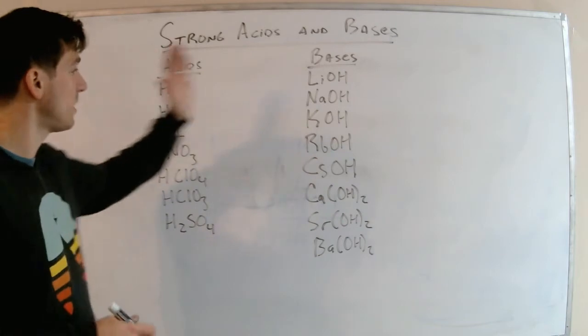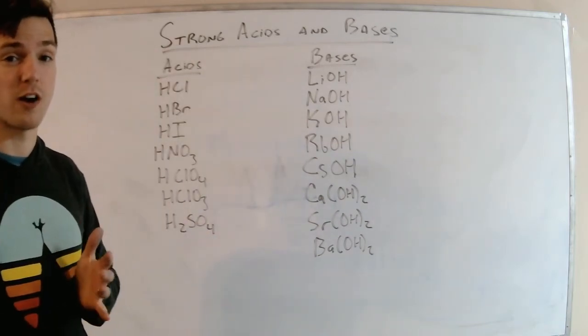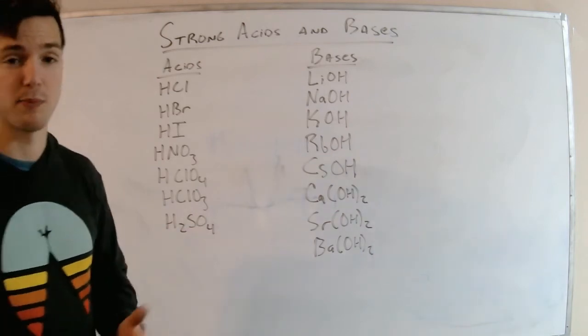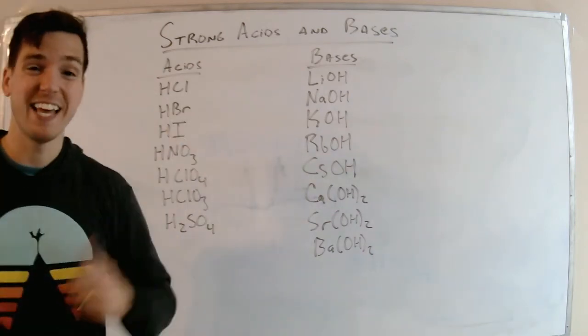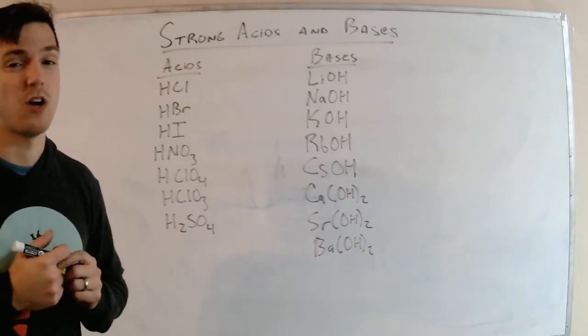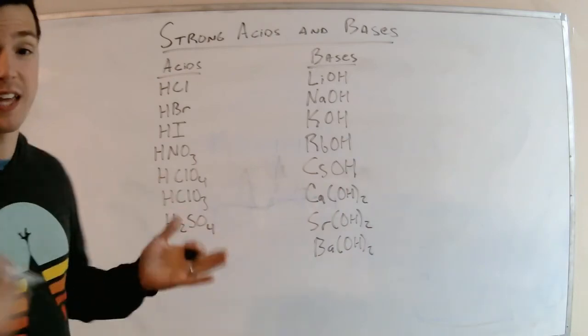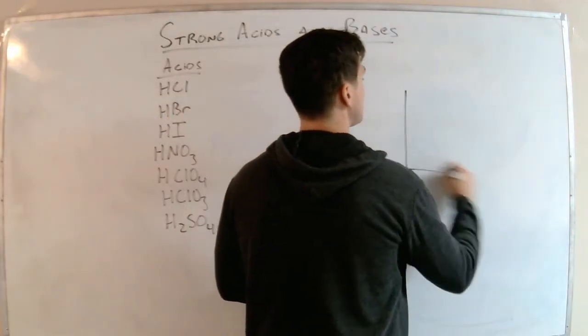So please understand and know these strong acids and strong bases. Write them on a piece of paper somewhere, put them on your computer screen so you can see them every day. So when you see them on the AP exam, you know which ones are the strong ones and which are the weak ones.